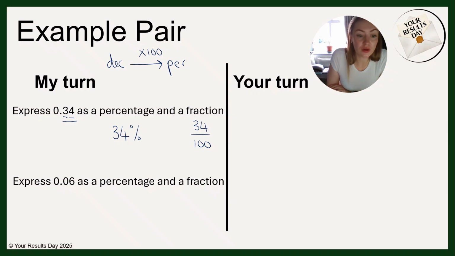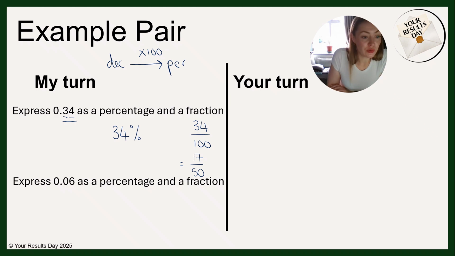Now, with this one, we can simplify it, but if you're not too confident with your simplifying and you just want to focus on this skill for today, then you're more than welcome to leave your answers unsimplified. Just remember that when you go into your exam, you will need to be able to simplify them. Both of these values are divisible by 2, which will become 17 over 50 in its simplest form.